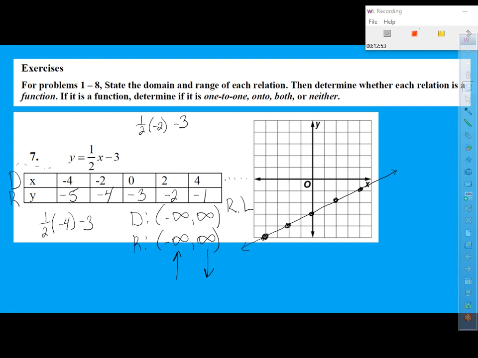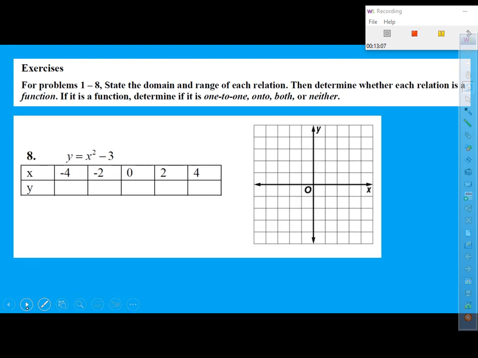So let's change that. It goes down forever and up forever. So you got to be careful with the graphs. Here's your number 8. This is called a parabola. We graph more and more of these coming up.